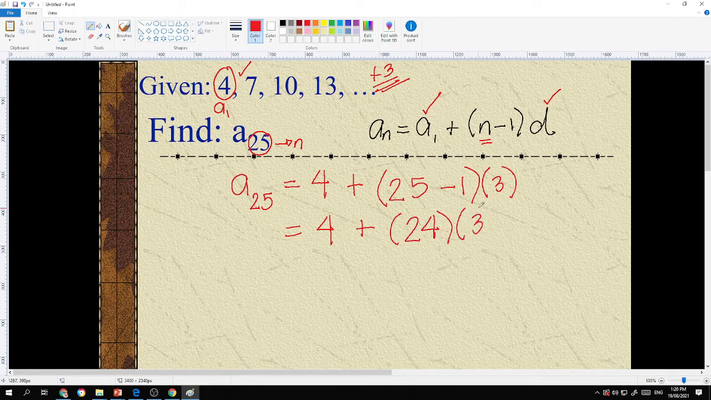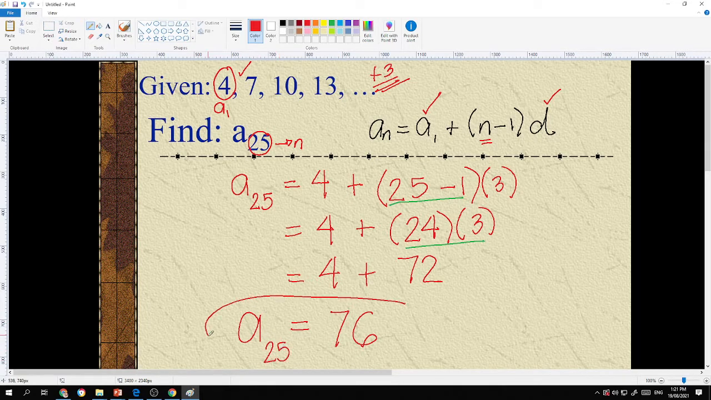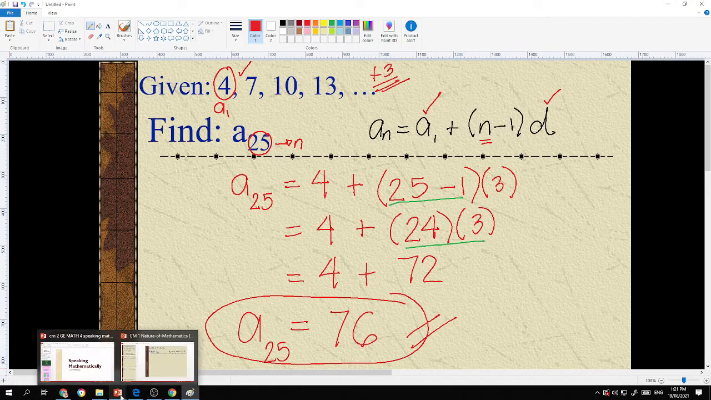24. Then, do multiplication. So, balik ha. Ang giuna ni Sir Tigle, ang subtraction. Then, what is 24 times 3? Okay, 4 plus 72. What is 4 plus 72? There you go. Mao ni gipangita nato nga 25th term, 76. Okay? Now, let's proceed to our next example.